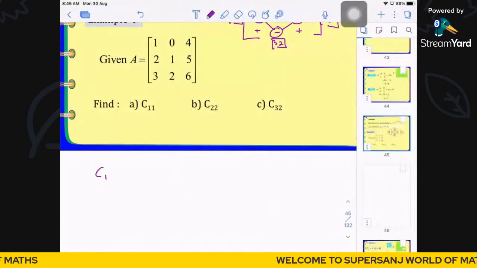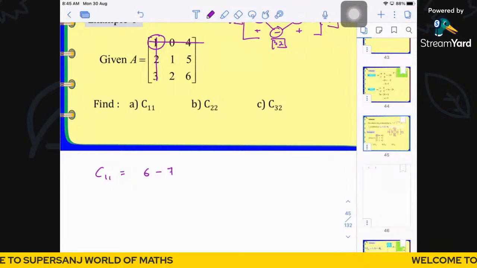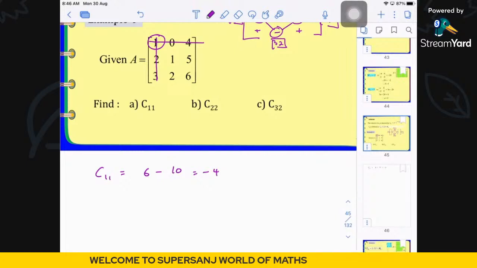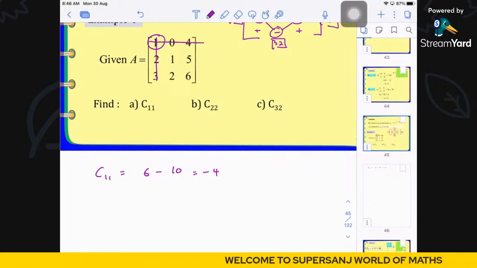So of course, you're going to find the minor first. You cancel off this. You find the minor will be 6 minus 7, 6 minus 10. 5 times 2 is 10, right? Which will be -4. But remember that 1 plus 1 is 2. So since it's an even number, you don't need to change the sign.